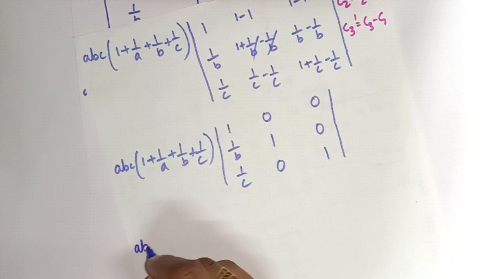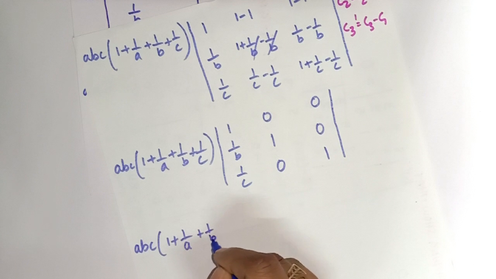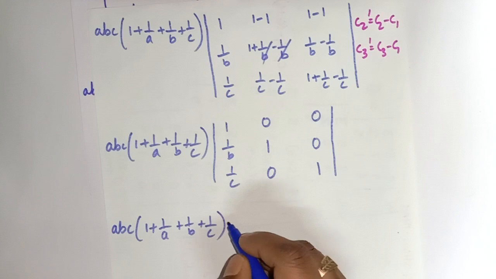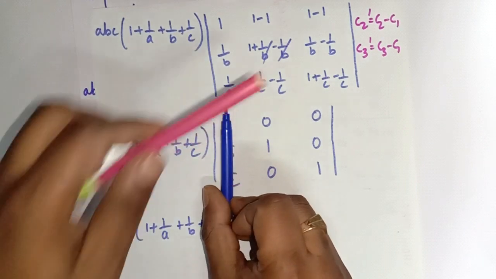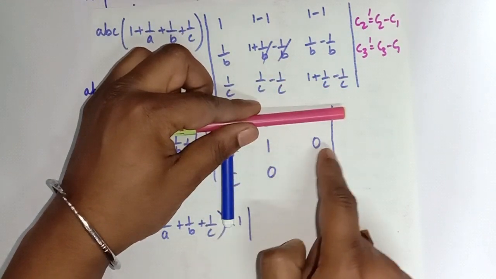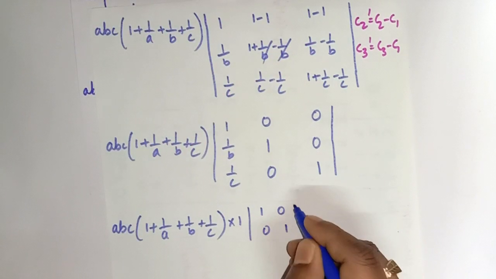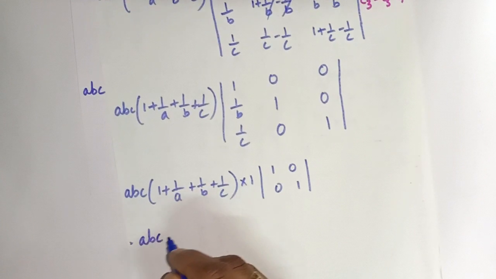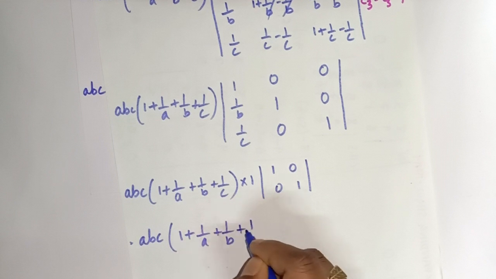Now you can see A, B, C, and 1 plus 1 by A plus 1 by B plus 1 by C. Now I have to expand from only 1. So I have to expand only along 1. Only this 1, and this and this you have to hide like this. Then what you see? 1 0 0 1. So you'll write 1 0 0 1, and as it is, it will be ABC times 1 plus 1 by A plus 1 by B plus 1 by C.